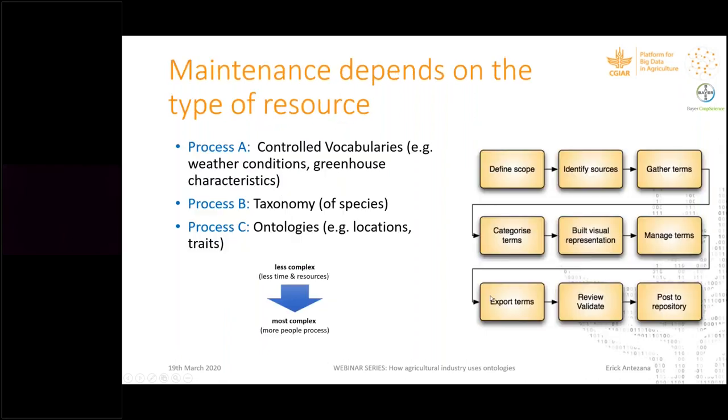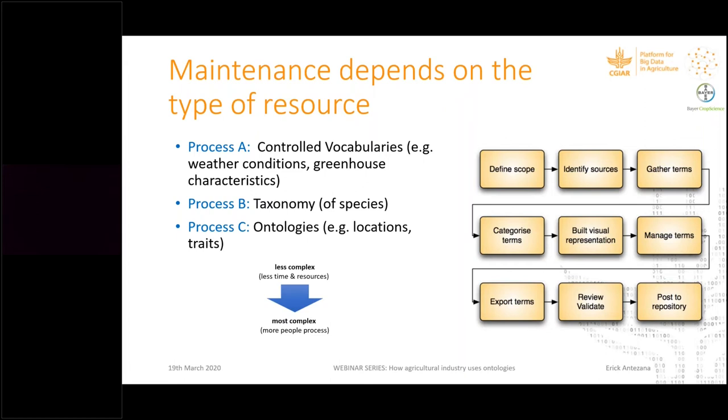Next one is about, as this community is focused on ontologies, I wanted to let you know a little bit of how we are maintaining our resources. As you can read there, there are basically three different processes, A, B, C. It's pretty simple: process A will be for the most simple types of structures, and process C for the most complex, which are ontologies. How this is happening you will see in the next slides.